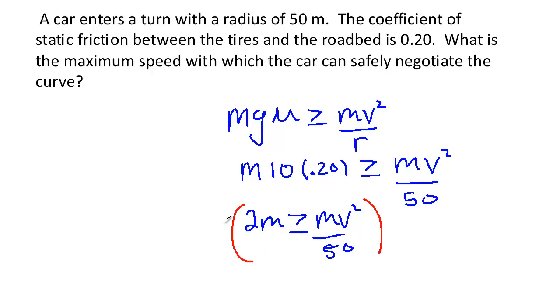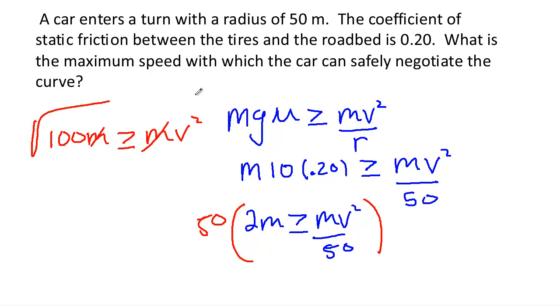Multiply everything by 50, and we get 100 times the mass is greater than or equal to the mass of the car times velocity squared. The m's cancel out, square root both sides, and we get the velocity must be less than or equal to 10, or 10 meters per second.